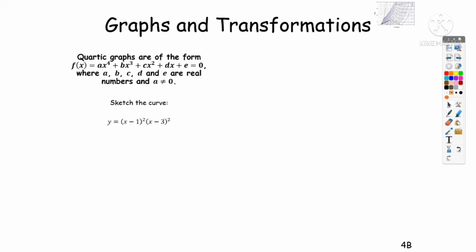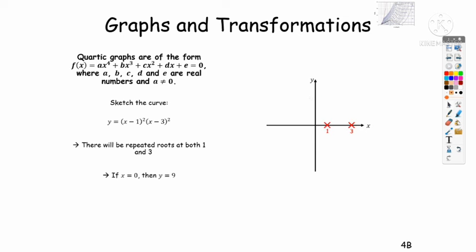Here's another one where I've got double repeated roots. So there'll be repeated roots at 1 and 3. If x is 0, I get minus 1 squared, which is 1, and minus 3 squared, which is 9. So 1 times 9 is 9. Okay. So I plot my curve, and I get those 2 repeated roots here and here.